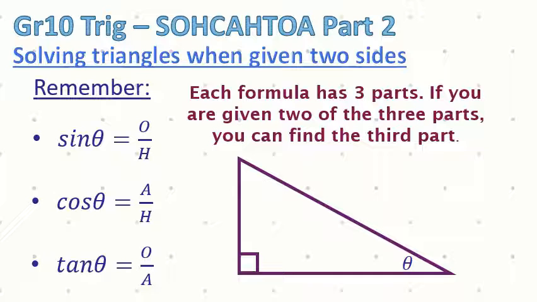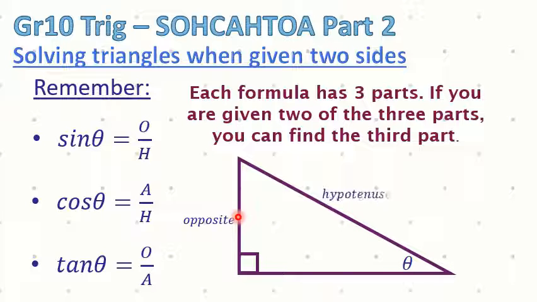Why? Because each formula has three parts. If you are given two of the three parts, you'll be able to find the third part. What do I mean by part? I mean that sine theta over here will have a theta part number 1, a side of a triangle, part number 2, and the other side of a triangle, part number 3. So those three pieces of information are interlinked, and if you have two of those three pieces of information, you'll be able to find the third part.